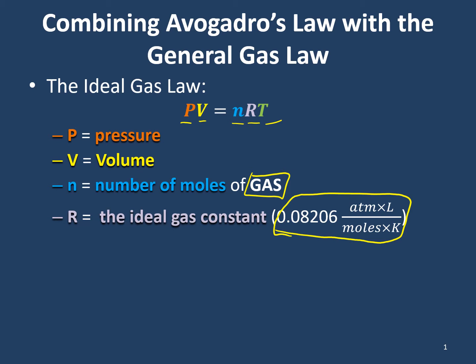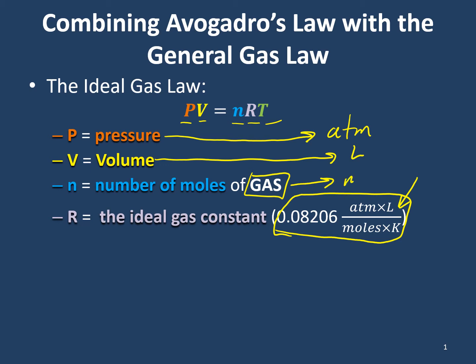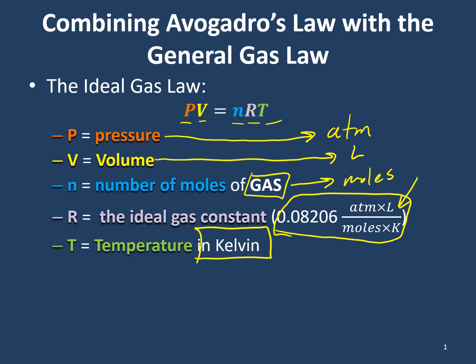Now, because of the units in this constant, all of our variables here have to be in specific units. Pressure has to be in atmospheres. Volume has to be in liters. Gas, n, has to be in moles. And finally, T has to be temperature, specifically in Kelvin. Again, we're in Kelvin here.